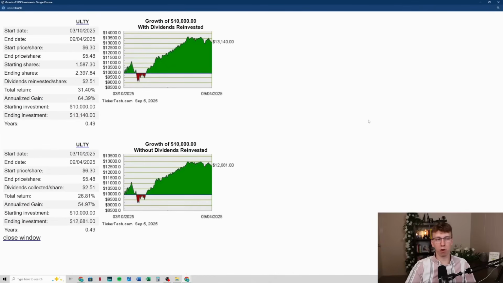It's up 31.4%. And I've seen people bashing ULTY. I understand it. Everything gets bashed in a pullback. But it's still amazing that it's done this, you know? So I can't complain. My position is in the green. Both of my positions, actually, both for YouTube and in my Roth IRA, are in the green.